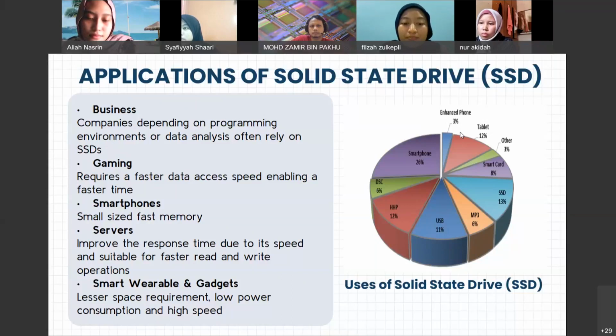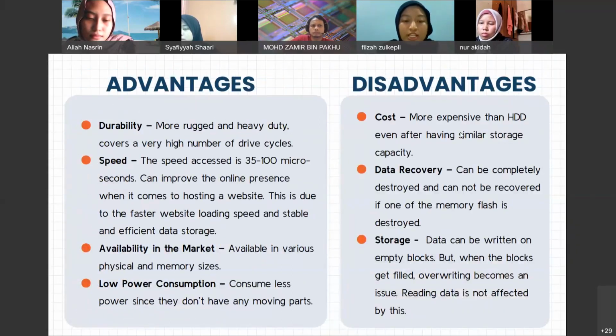And then the next one is advantages of solid state drive. The advantages of SSD include, first, durability. It is more sturdy and heavy duty. SSD covers a very high number of drive cycles. The second one is speed. The speed accessed by the SSD is 35 to 100 microseconds, which is 100 times the performance of HDD.